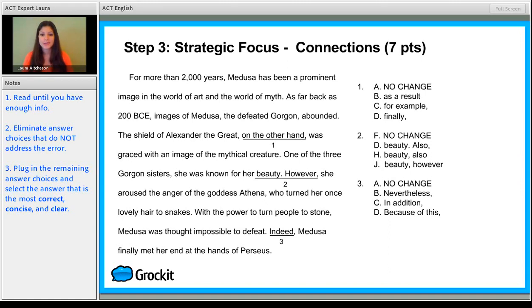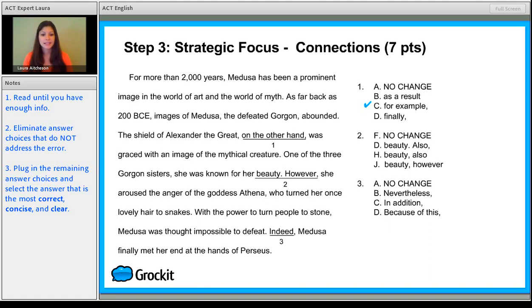Now that you've read those 3 sentences, it should be a lot clearer that the shield of Alexander the Great is an example of the images. The word abounded means that they were everywhere. So this is an example, correct answer is C, of the images of Medusa. Had you not read the first and second sentences, that would have been a really difficult question to answer. So don't skip around. Lesson number 1, right there, an example.